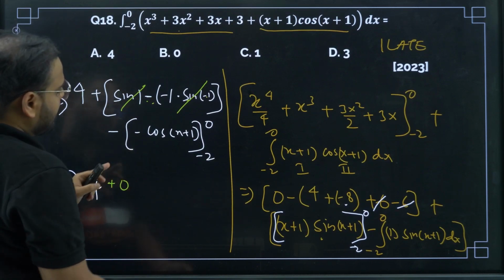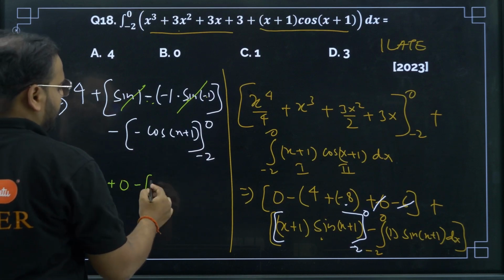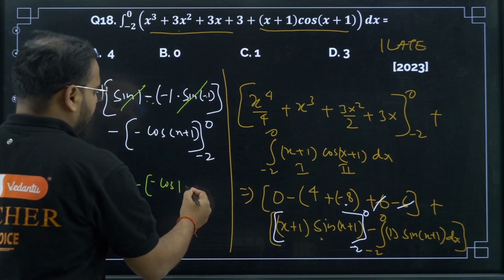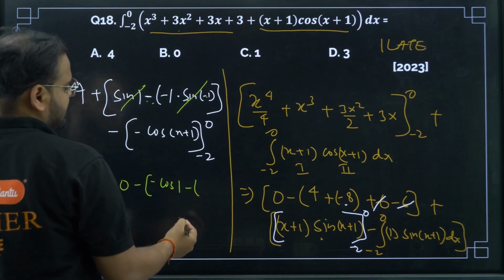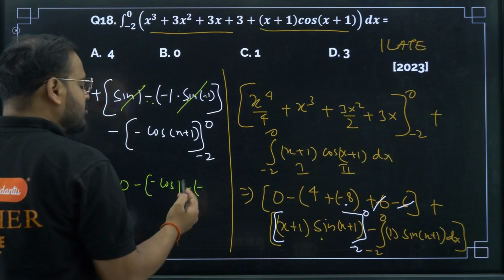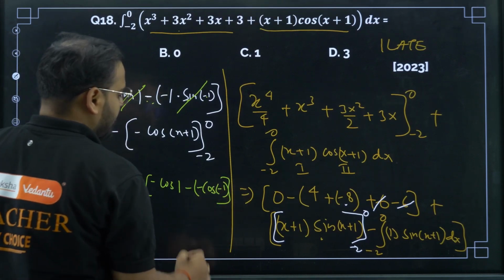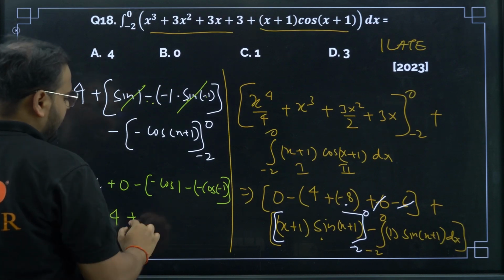How about this? If you put 0 over here, you're going to get minus cos 1. If you put minus 2, you're going to get minus sine of... cos of minus 1. Cos of minus 1, right? Now have a look. This will be 4 plus nothing minus sine.